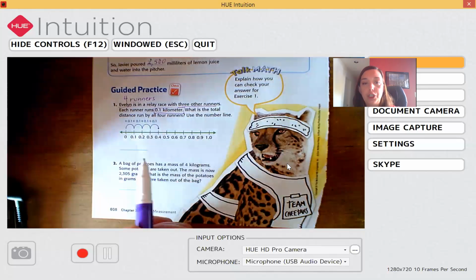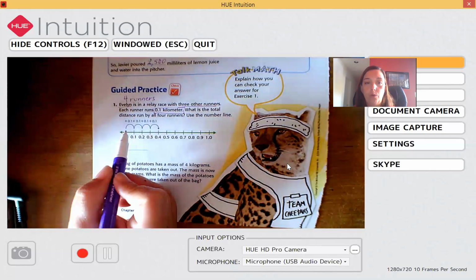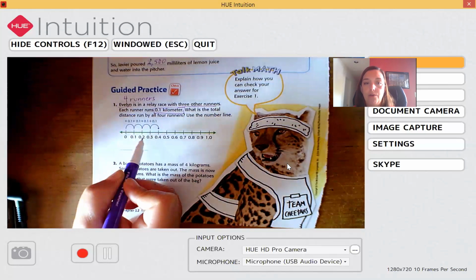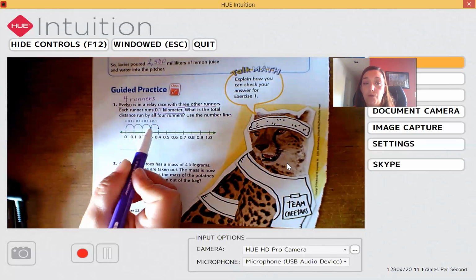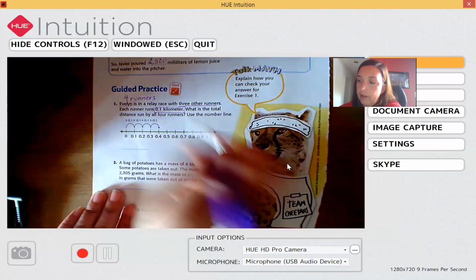All right, so I can use this number line. Here runner 1 gives us 1/10, and then another runner gives us 2/10, and another runner gives us 3/10, and then the last runner gives us 4/10. So the distance run by all 4 runners is 4/10 of a kilometer.